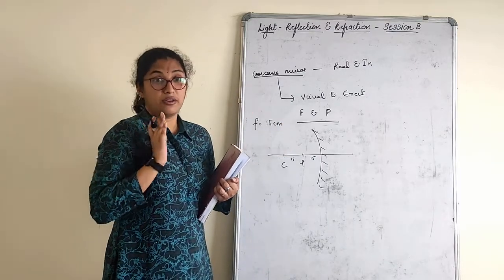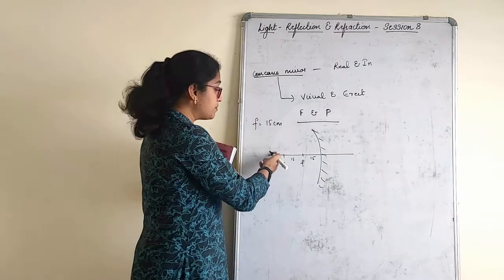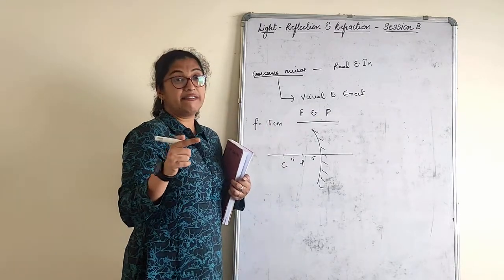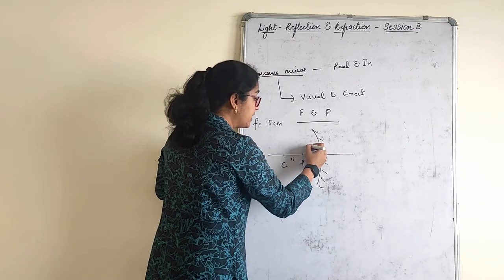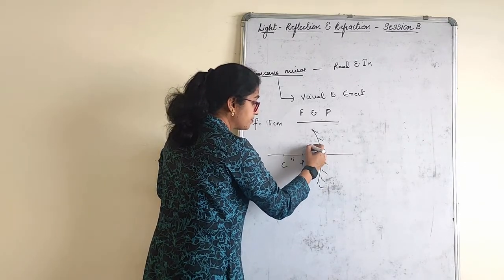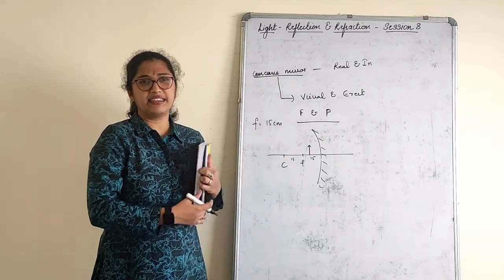That is for our known clarification. But I should know where to keep. If I keep somewhere here, I will get real and inverted. If I keep here, I get real and inverted. Only if I keep here, I get virtual and erect. It's a ray diagram, right?